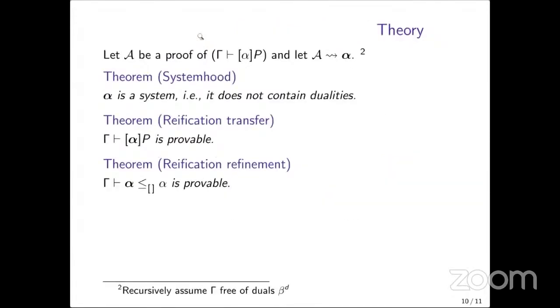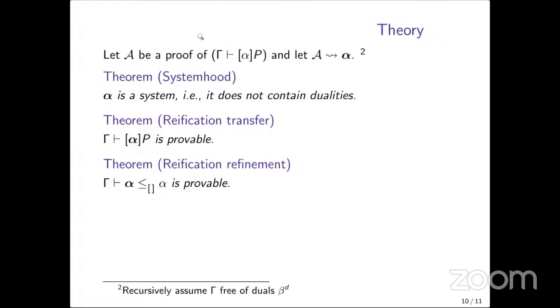We showed how to reify our example, but what do we know about reification? In our paper, we proved three properties. The first one is simple. When you reify a strategy, you get back something that actually is a system. It does not contain dualities. The second theorem says that the safety property you proved for your game applies to the system. Remember that calligraphy A was supposed to be a winning strategy that proves P. So if we follow strategy A, we should expect P to hold.